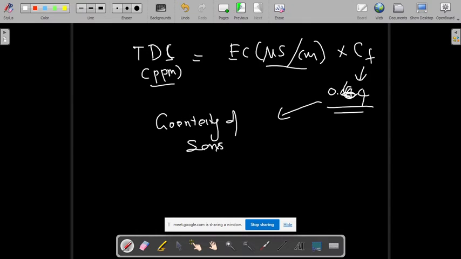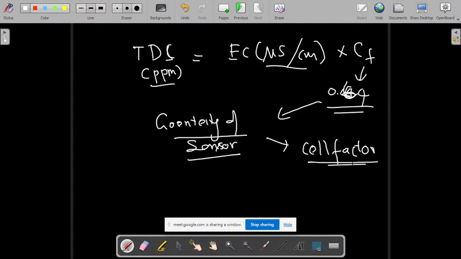It contributes to the geometry of the sensor. சென்சாரோடைய கன்ஸ்ட்ரக்ஷன் அதுக்கேற்ற மாதிரி this is a common factor or a cell factor. They call it a cell factor. Okay, cell factor, this is a factor that contributes to the geometry of the sensor. So that factor you have to multiply with the electrical conductivity, you get the unit in TDS.